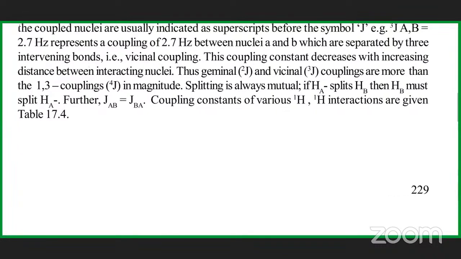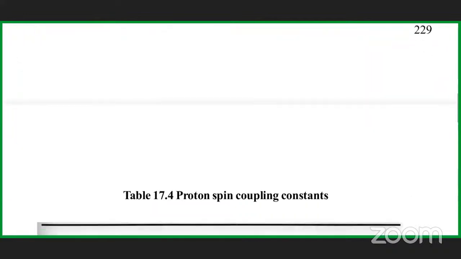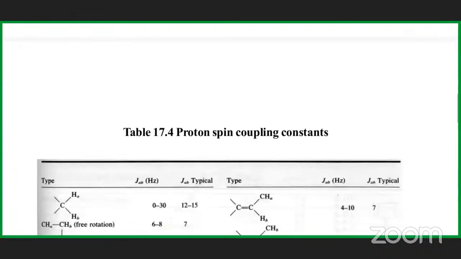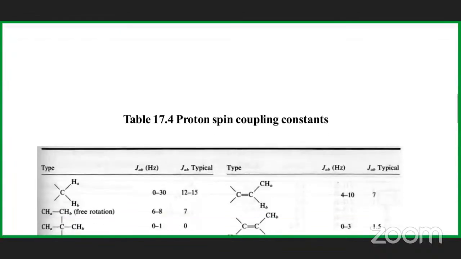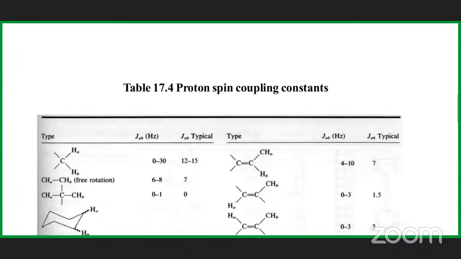We can see the table of coupling constants here. In this example, the coupling constant is 0 to... the same thing when it is attached to unsaturated olefinic bonds. Olefinic general proton values for two.